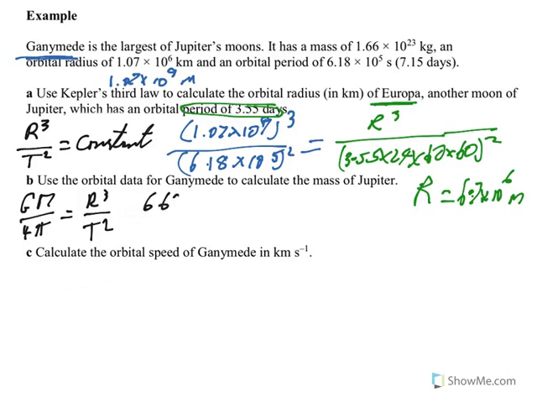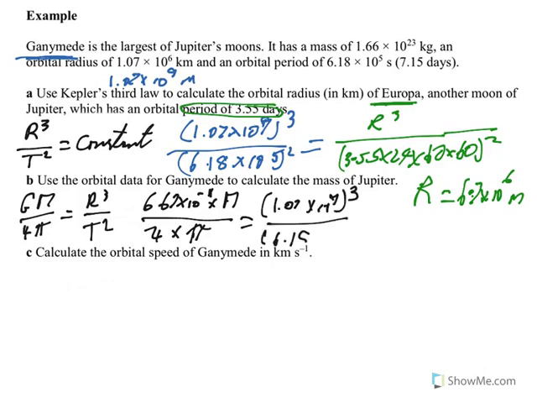So 6.67 by 10 to the minus 11 times the big M over 4 times pi equals what we got up there, 1.07 by 10 to the 9 cubed over 6.18 by 10 to the 5 squared, and then use our calculator and we solve that. Alright, and when we come out with that, you got 6.0 by 10 to the 26 kilograms.